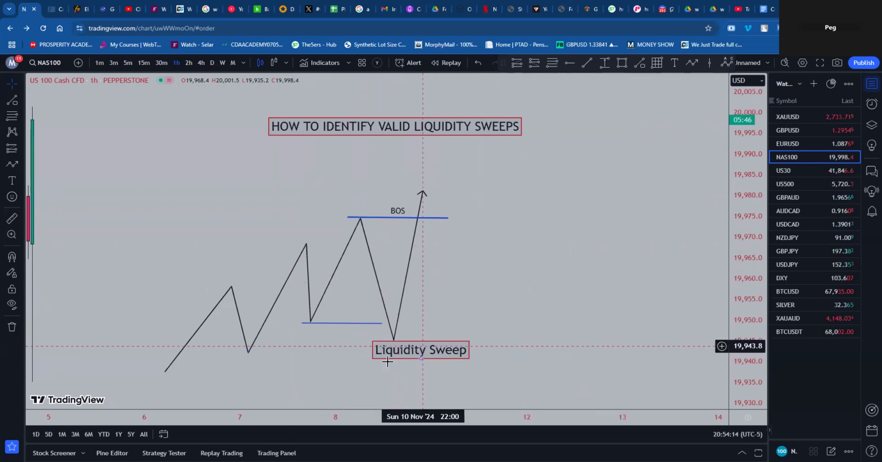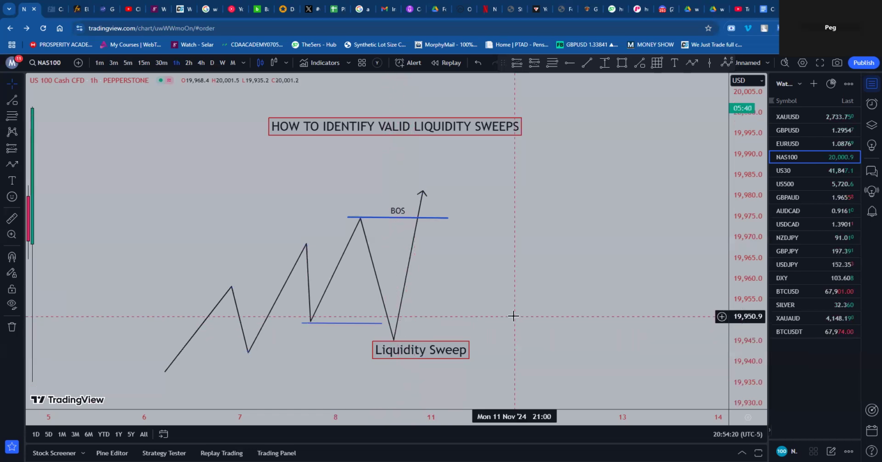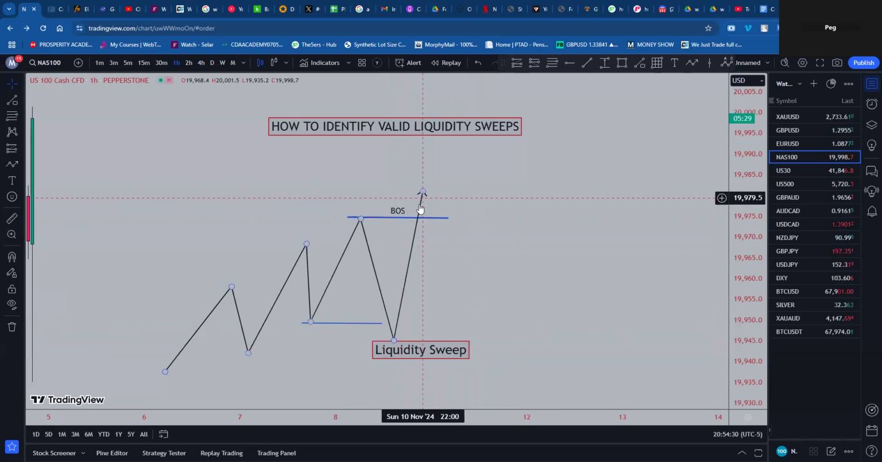Now, how do we know if this liquidity is valid? One important thing that helps us to know is that if this liquidity is valid, it must result in a break of structure. This high here is the one that raided this low. This swing high raided this swing low. This swing high initiated this liquidity sweep, and it takes out this low.